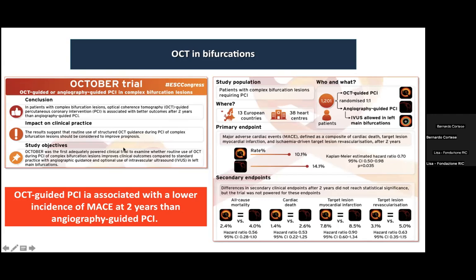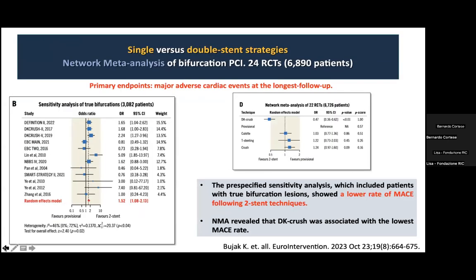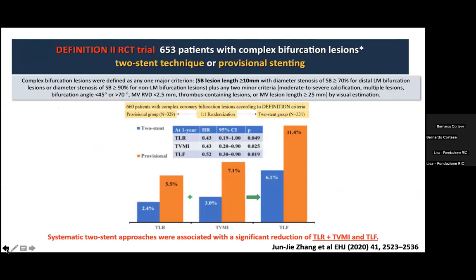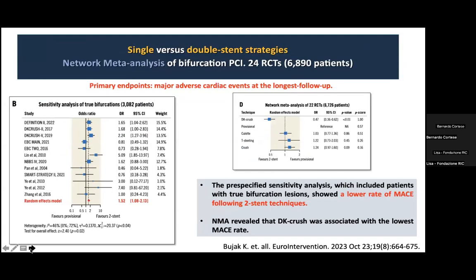Sorry to interrupt. I don't know if you come back on the clinical outcome of these trials, because it is worth mentioning that EBC, the European Bifurcation Club, is an independent club from ESC, EAPCI, whatever, a club of experts on bifurcation. I would say quite differently from the meta-analysis published this year that you show, it is suggesting to go for provisional stenting in the vast majority of bifurcation lesions, also true bifurcation lesions. So how do you interpret this position of the EBC as compared to this data, which, at least with DK crush, is showing an advantage over the two-stenting technique?